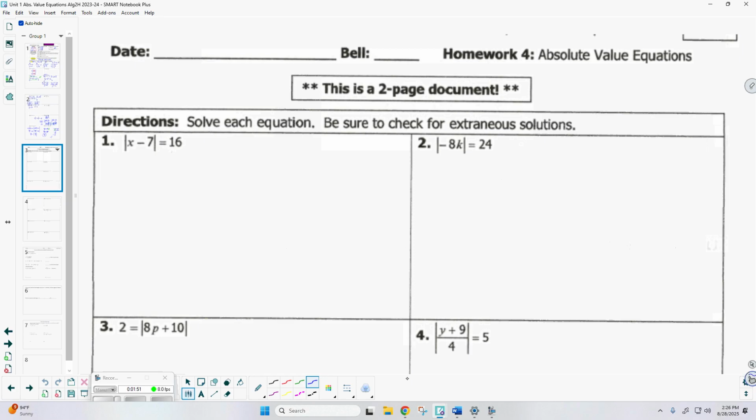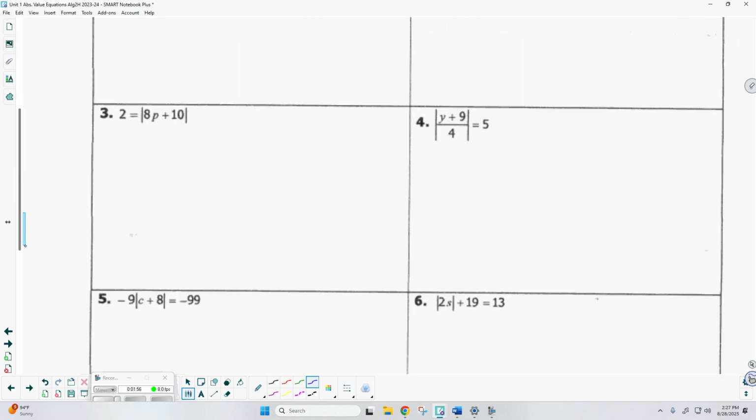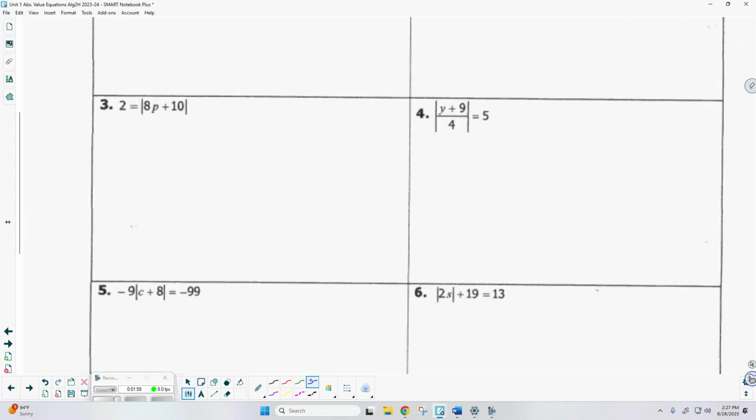Number 4, let's take a look. We've got the absolute value of (y + 9)/4 equals 5. Now, with an absolute value equation, you're going to create 2 equations, right? But you can't do that until the absolute value is isolated. Is there anything outside those bars that I need to take care of? Nope. So this one's perfect. I can immediately go to my 2 equations, regardless of the fact that I have a fraction inside. So my first one is going to be (y + 9)/4 is equal to 5.